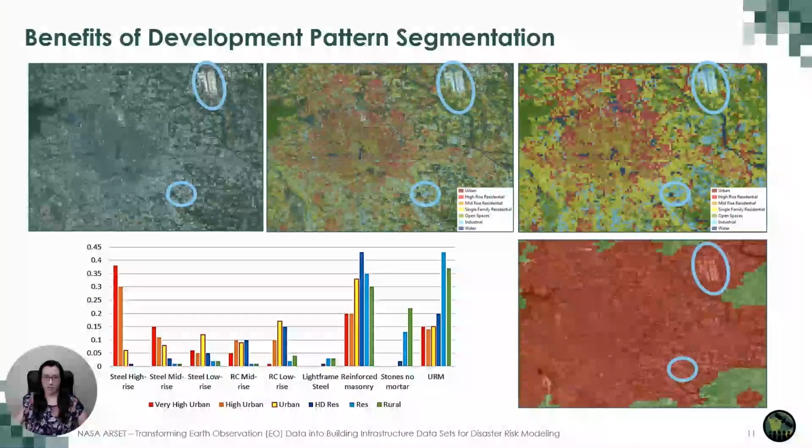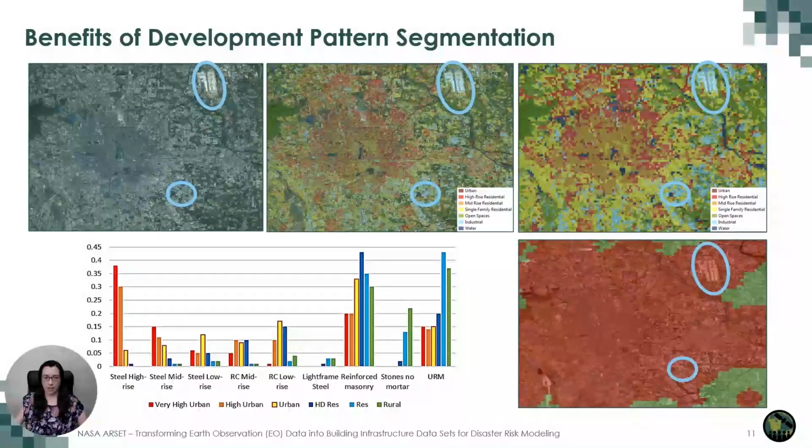Development pattern segmentation allows us to get a better understanding of where people actually live, and we can improve the structural distribution estimates and local mapping schemes, all of which is important for disaster risk modeling and mitigation planning because it identifies the vulnerable communities, vulnerable infrastructure, and potential risks to important supply chain facilities.